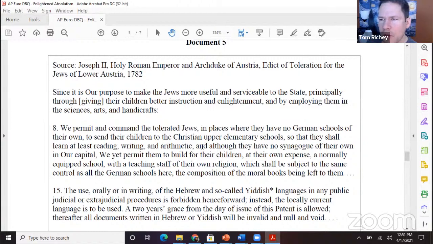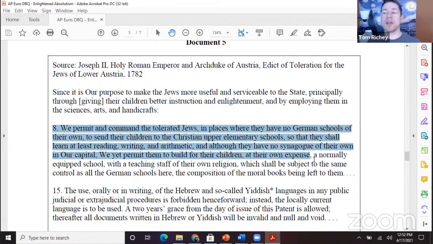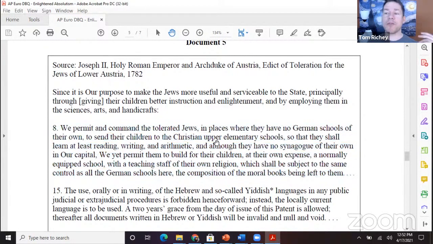Okay, so basically they're saying here, although they have no synagogue of their own in our capital, we permit them to build for their children at their own expense a normally equipped school with teaching staff of their own religion, which shall be subject to the same control as German schools here. Now, as far as that goes, if I've found something I can use, and this is a time saver, I'm not necessarily going to keep reading, because I've gotten something that I can use. I'm looking at the useful portion of the document.